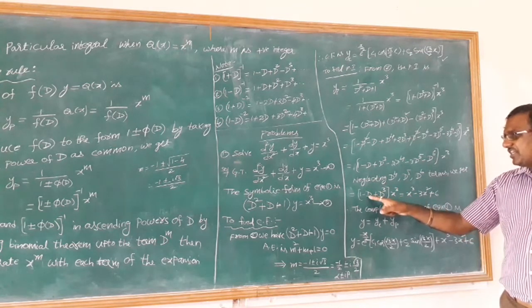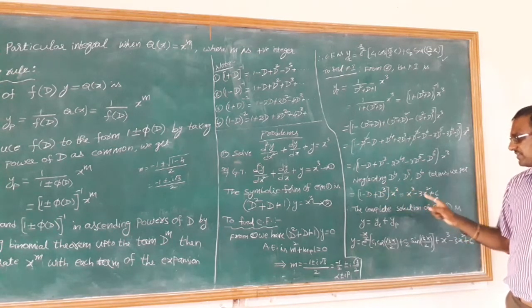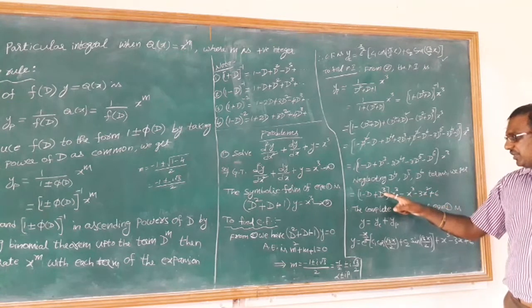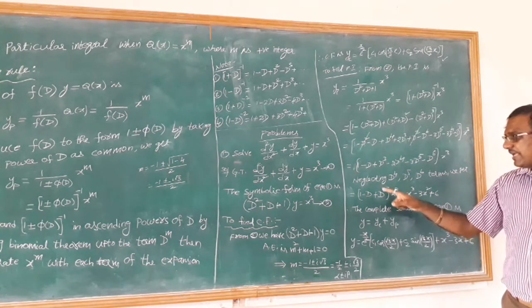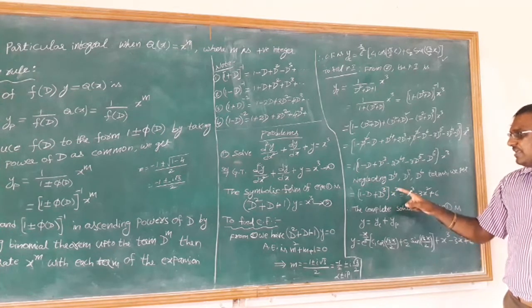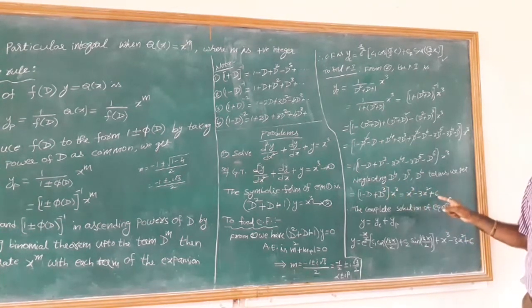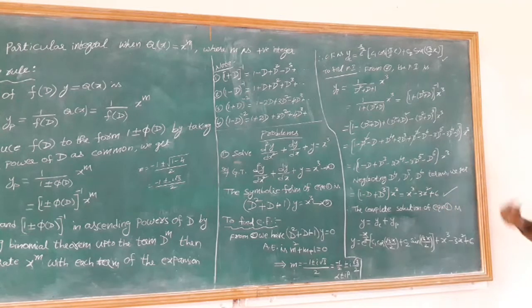D means differentiation. What is the derivative of x cubed with respect to x? 3x square. Plus d cubed x cubed means we have to differentiate x cubed with respect to x three times. If you differentiate x cubed three times with respect to x, we will get 6. So this is the particular integral of the given linear differential equation.